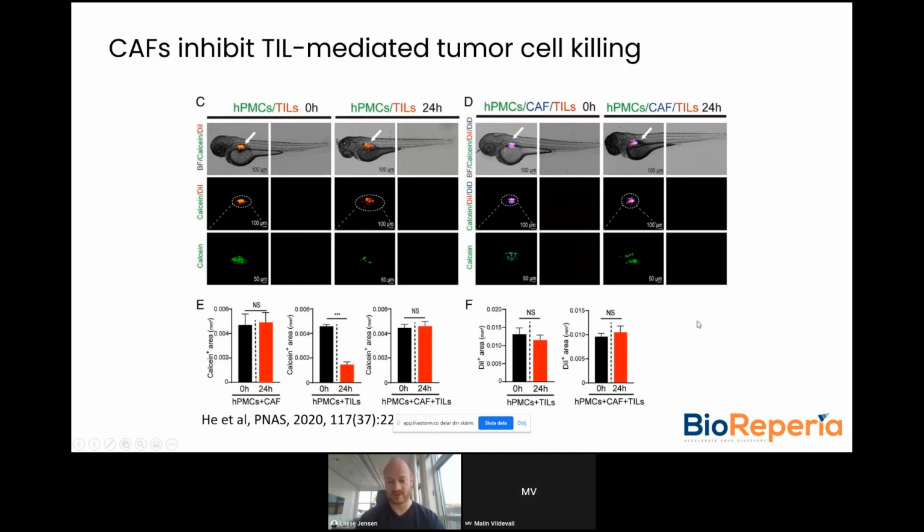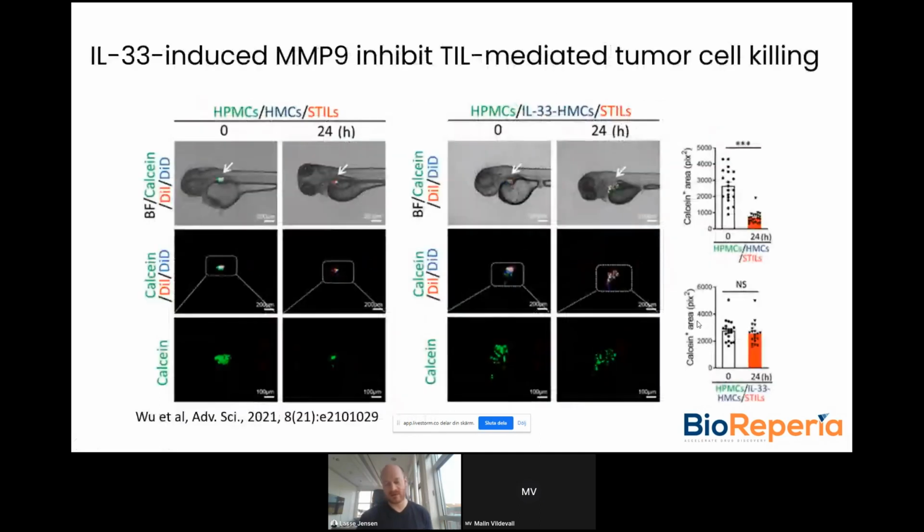And this was further elaborated, not for CAFs but for macrophages, in a subsequent study by the same group, Wu et al., that demonstrated that macrophages that are not stimulated with IL-33, so naive macrophages, were not able to impair the TIL cell mediated killing of the melanoma cells. You can see the melanomas become much smaller when adding the TILs.